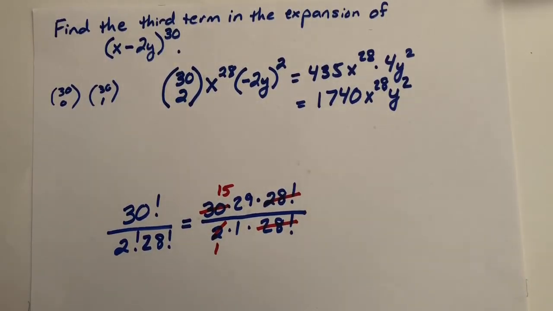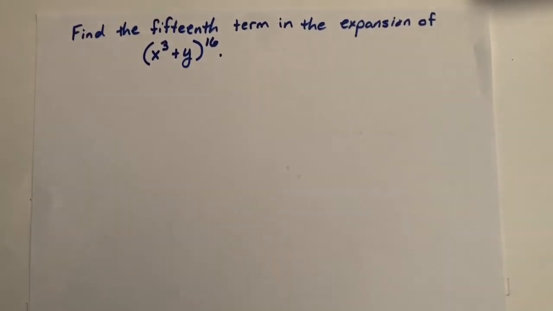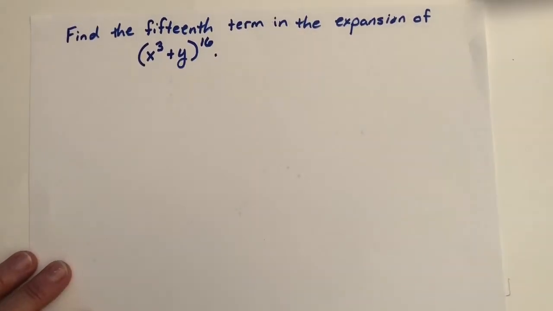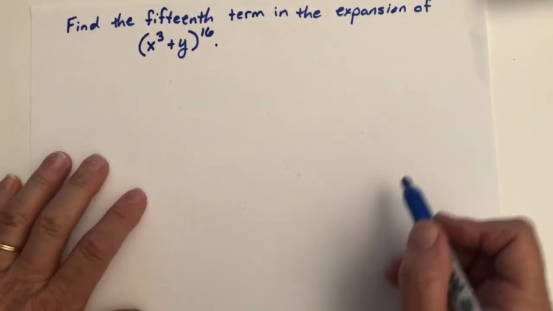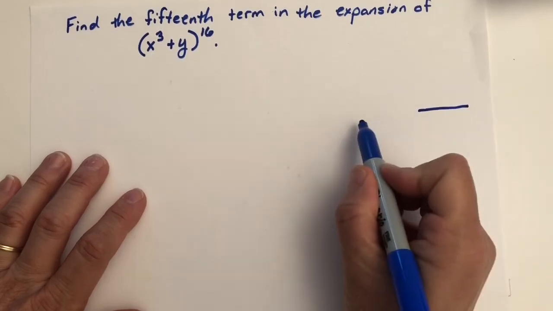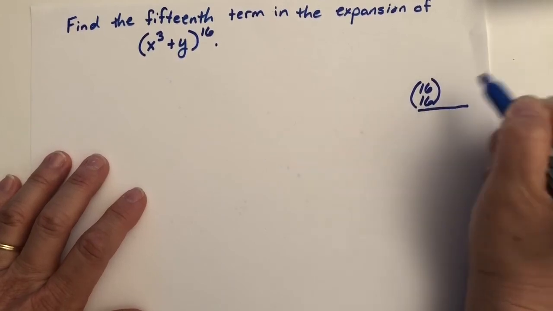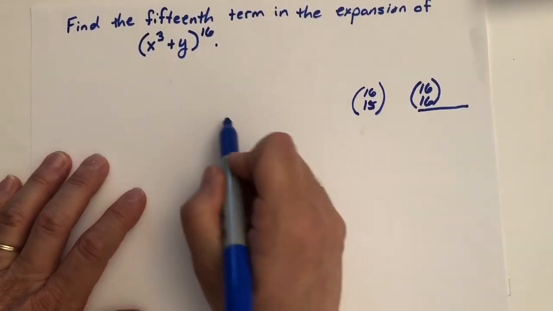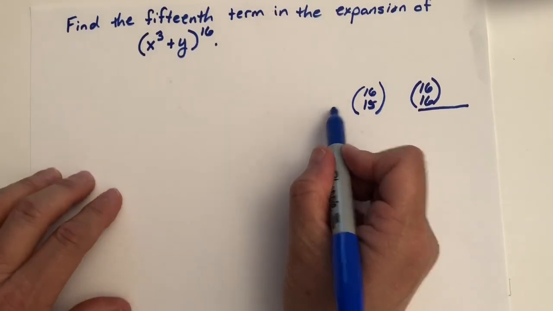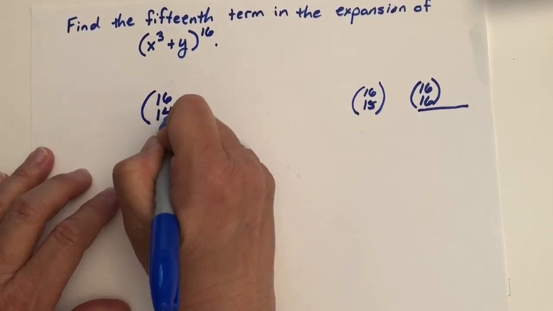Let's do one more. Let's make it this one. Find the 15th term in the expansion of this binomial. Now, because we're raising it to the 16th power, there are 17 terms. So we don't want the last term, which by the way would be 16 choose 16. We don't want the one prior to that. That would be 16 choose 15. We want the one right before that, the 15th term, which would be 16 choose 14.